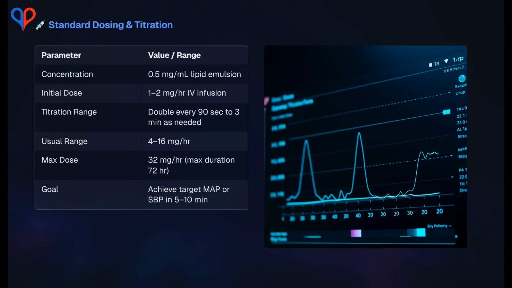If hypotension develops, simply stop the infusion, and blood pressure returns to baseline within 5 to 10 minutes. This pharmacologic agility allows anesthesiologists, intensivists, and nurses to maintain near-perfect blood pressure control throughout cardiac or neurovascular procedures.